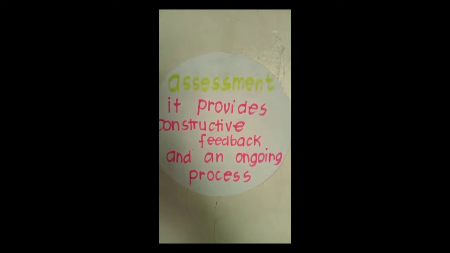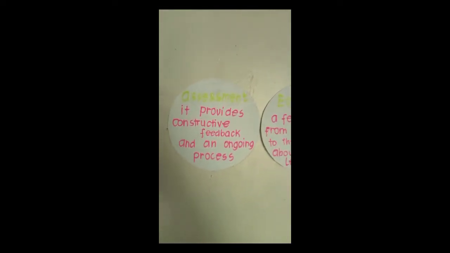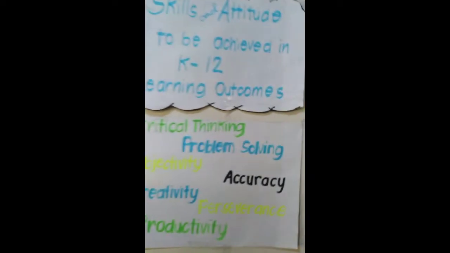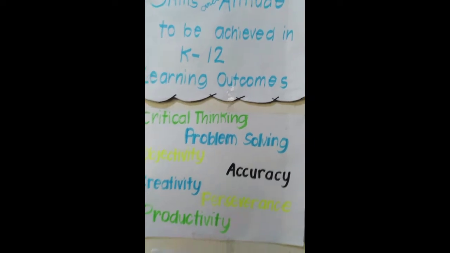The assessment and evaluation. Assessment provides constructive feedback and is an ongoing process. Evaluation is feedback from the instructor to the student about student learning. Skills and attitudes to be achieved in K-12 learning outcomes: critical thinking, problem solving, objectivity, accuracy, creativity, perseverance, and productivity.